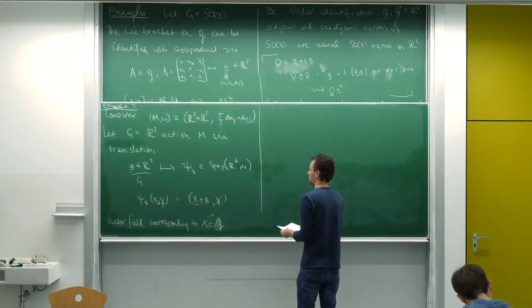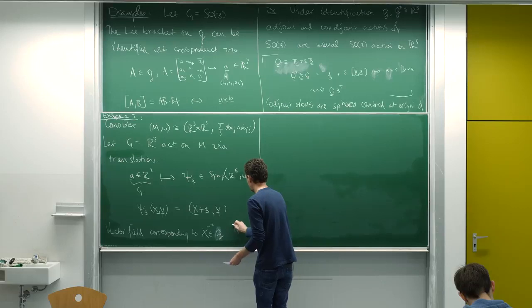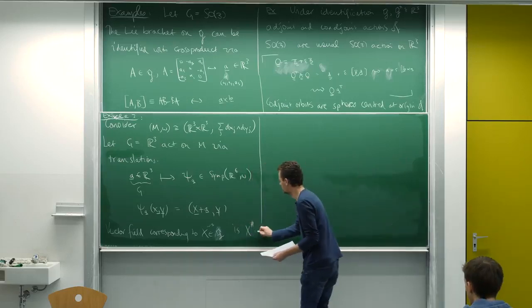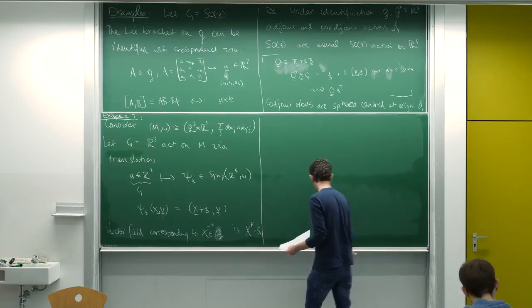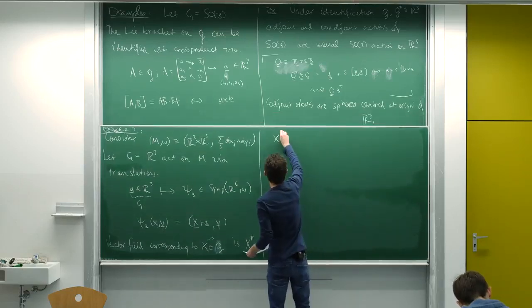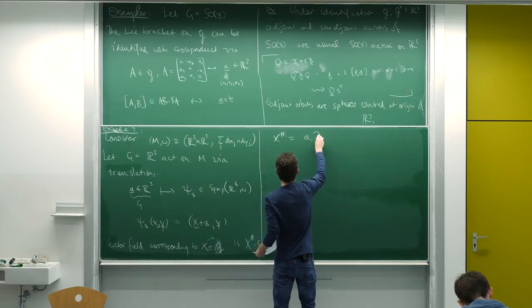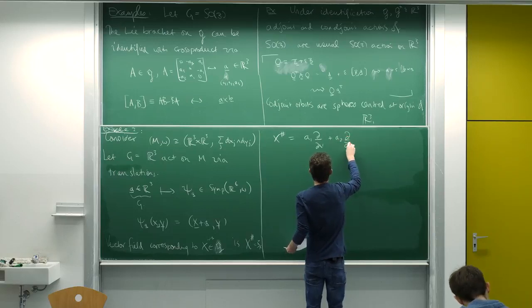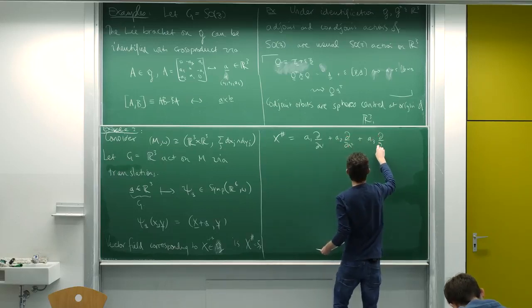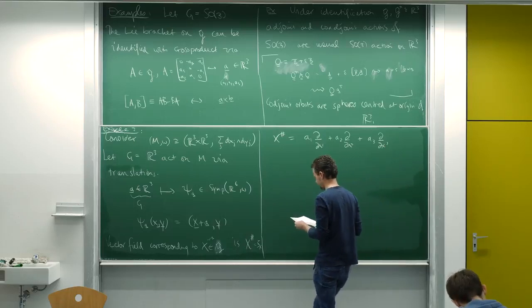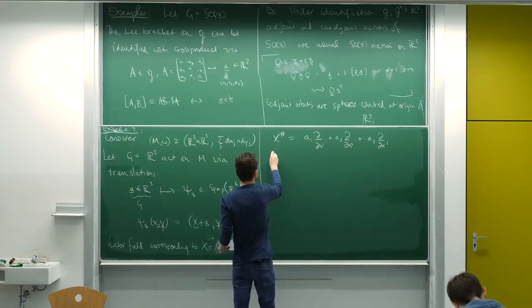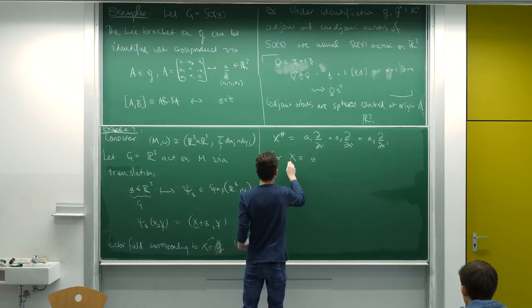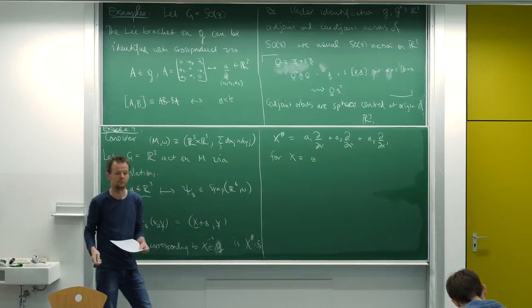And the vector field corresponding to that is X hash, which I also called psi X. And X hash is given by, for X equivalent to some 3 vector A.